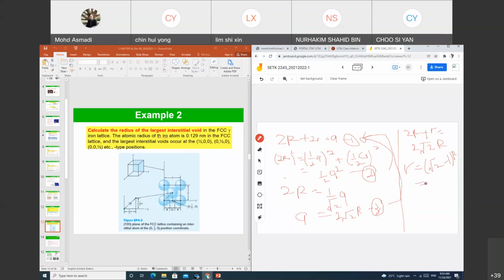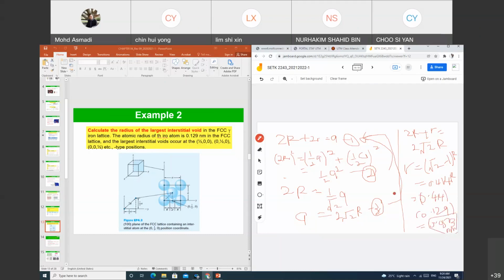So equal to 0.414 R. So equal to 0.414 times 0.129 nanometer. So you can get 0.053 nanometer. This is the answer.